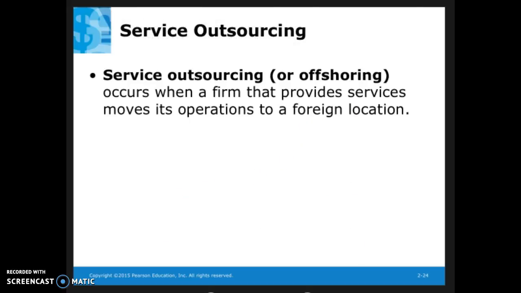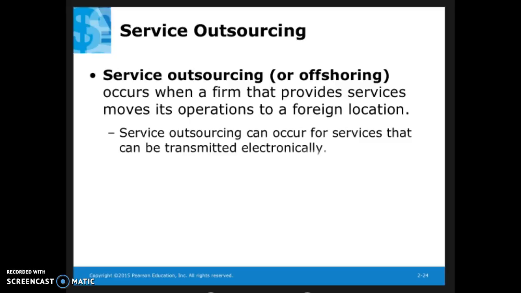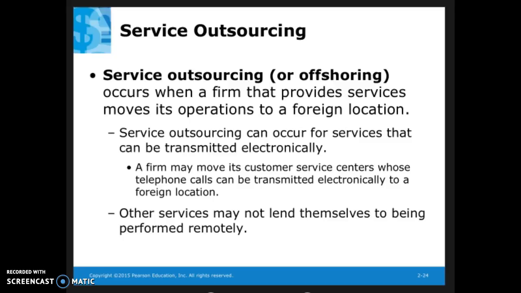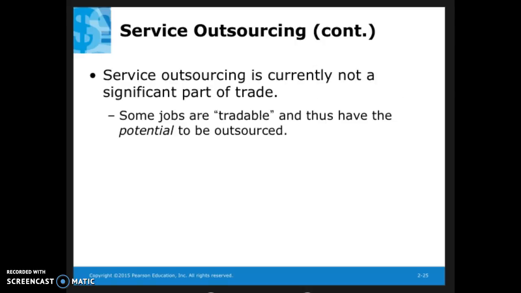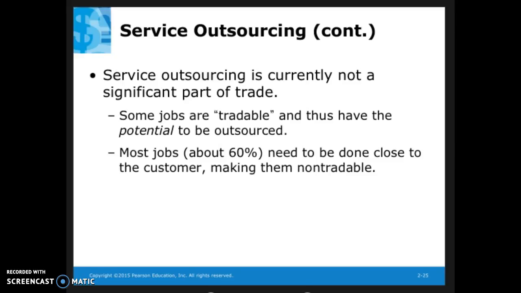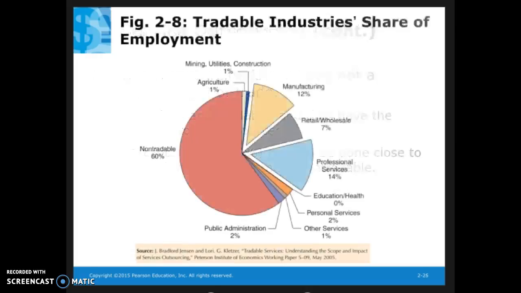So service outsourcing, this is what you hear about most within the public debate. A firm can move its customer service centers over to a foreign location. But service outsourcing is not a big part of trade. Some jobs are tradable and have potential to be outsourced, but most jobs need to be done close to the customer. So here you can see the tradable industry share of employment. And that about wraps it up for lecture 1.